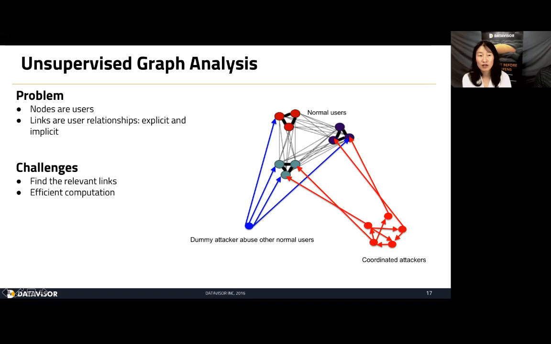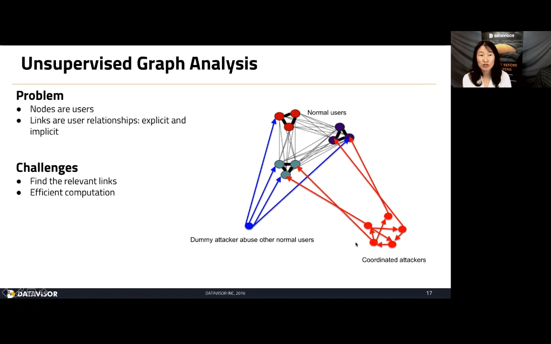So the challenge here is that we have a lot of users, and we also need to define the links between these users. The links among these users can be explicit. For example, user A sent a message to user B, or they are explicit friends of each other. But some of the links can also be implicit. For example, two users attend the same event, they like the same post, etc.